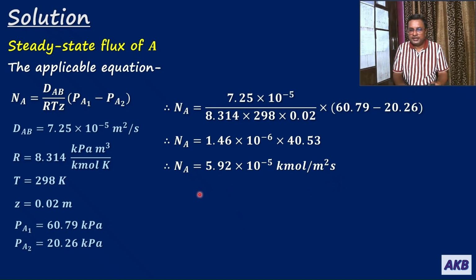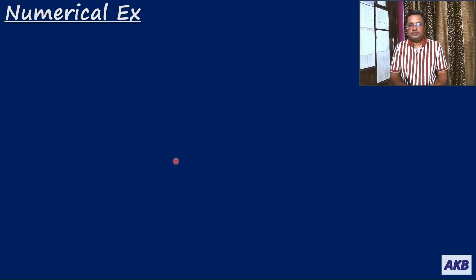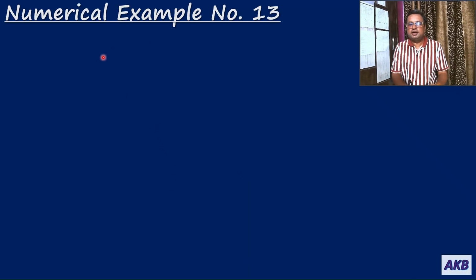So the steady state flux of methane when there is equimolal counter diffusion is N_A equal to 5.92 × 10^-5 kilomole per meter square per second. And that ends our discussion for numerical number 12. Now let us solve numerical number 13.